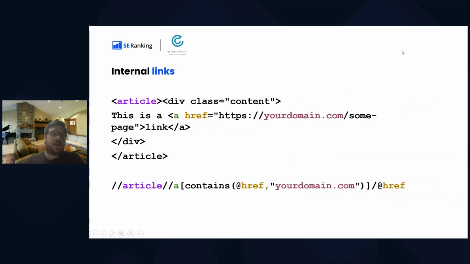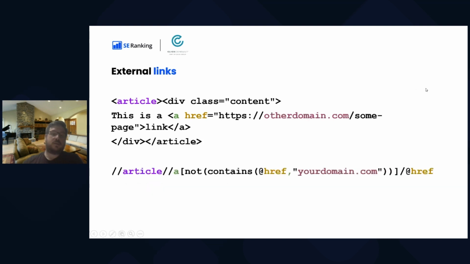You can look for any internal links. So in this example, if there's an article tag, I can have a look at all the links within the article tag and see which of them are external links. Or I can have a look and see which ones are external links. And in this one, I've introduced another function called not. It does what it says on the tin.